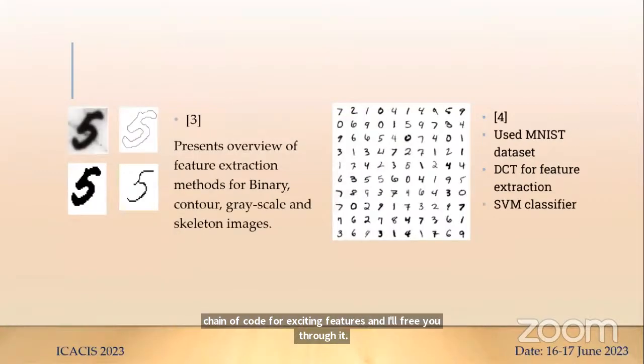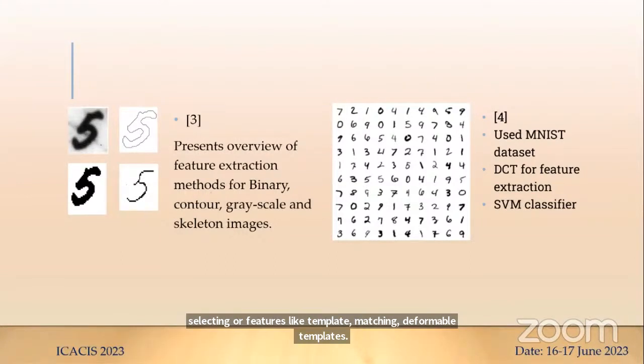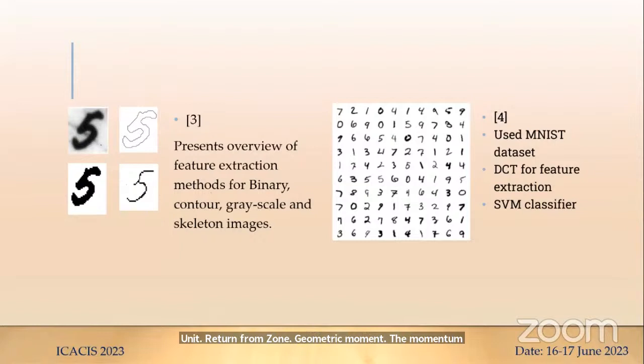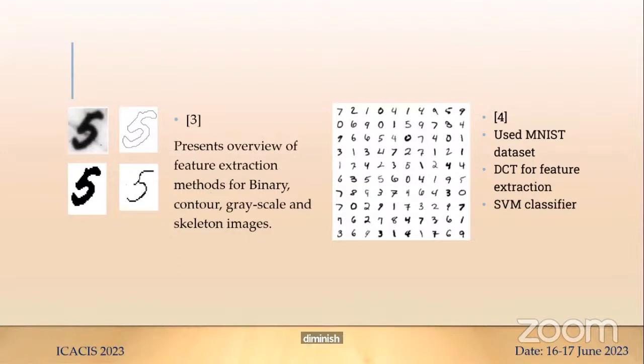Next paper is feature extraction methods for character recognition. This is basically a survey. They presented an overall overview of feature extraction techniques for binary, contour, grayscale, and skeleton images. They give types of methods we can use for extracting features, like template matching, deformable templates, unitary transform, zoning, geometric moments, dynamic moments. So the next paper is feature extraction based on DCT for handwritten digit recognition. They use DCT for feature extraction, they use the MNIST dataset, and they applied SVM classifier.